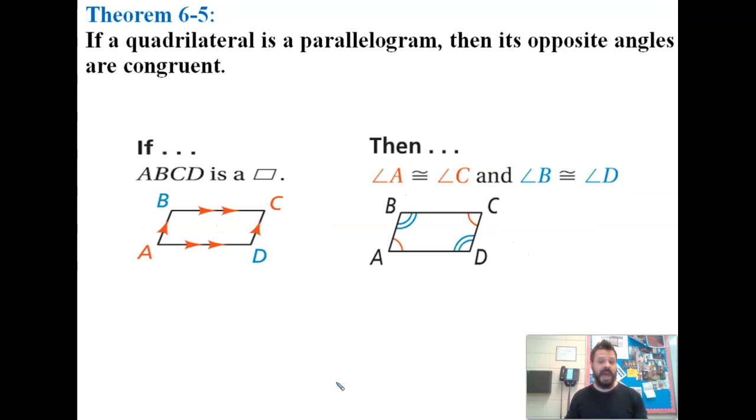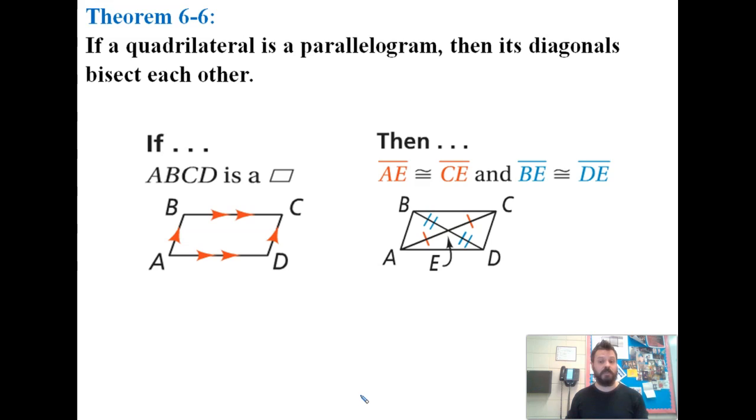Next up, we'll talk about opposite angles. I'm going to say if a quadrilateral is a parallelogram, then its opposite angles are congruent. So in this case, if we have a parallelogram, then angles A and C will be congruent to each other. Same thing with angles B and D, they will be congruent. Both sets of opposite angles will be congruent.